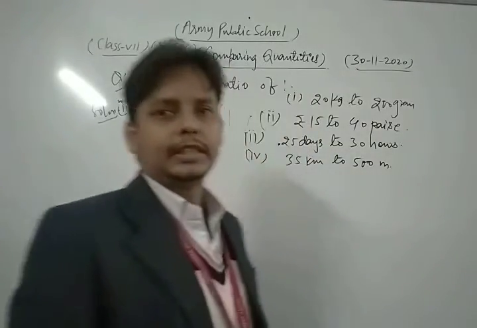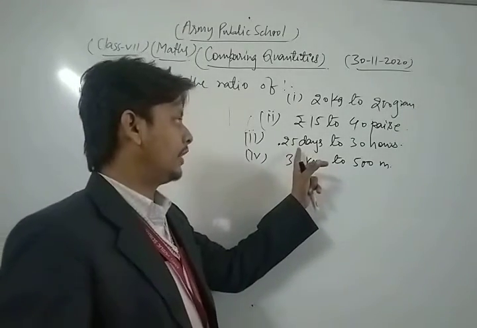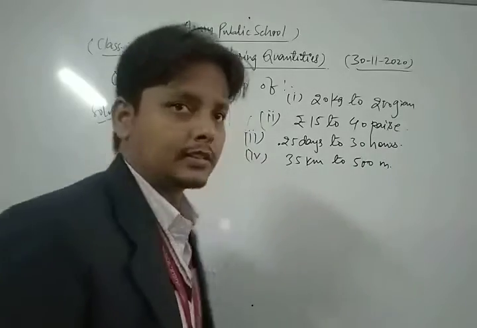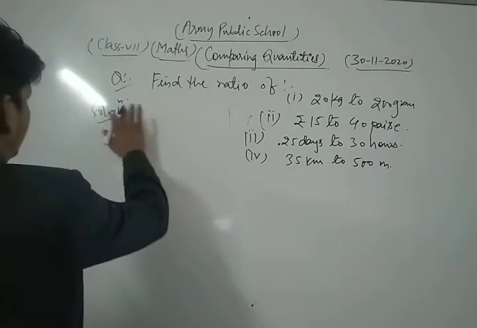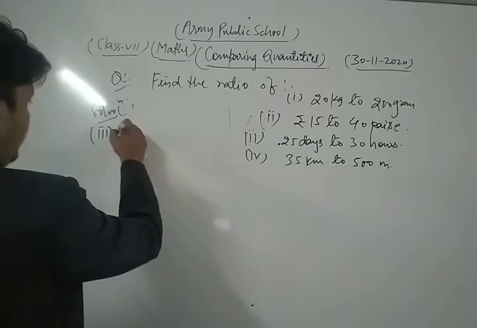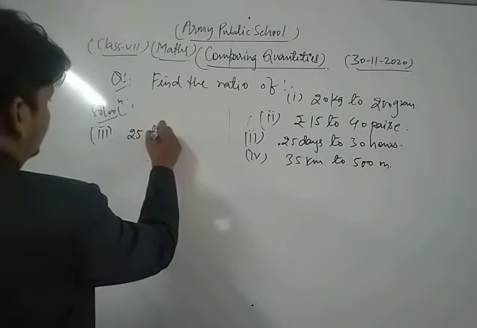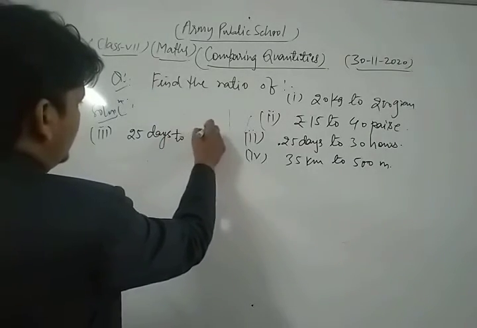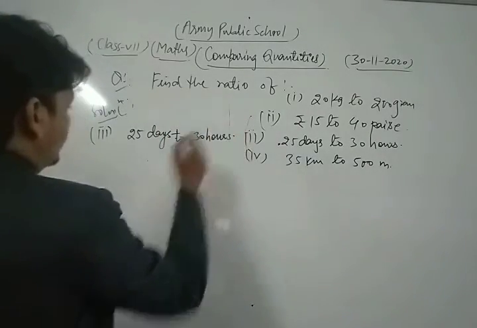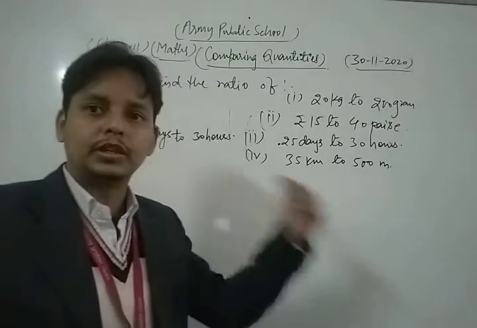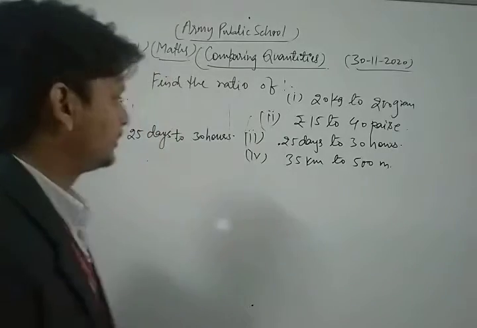Now, dear friends, we discuss the third part of this question, which is to find the ratio of 25 days to 30 hours. Let's see. Dear students, first of all we convert days into hours. Then after that we simplify the question.